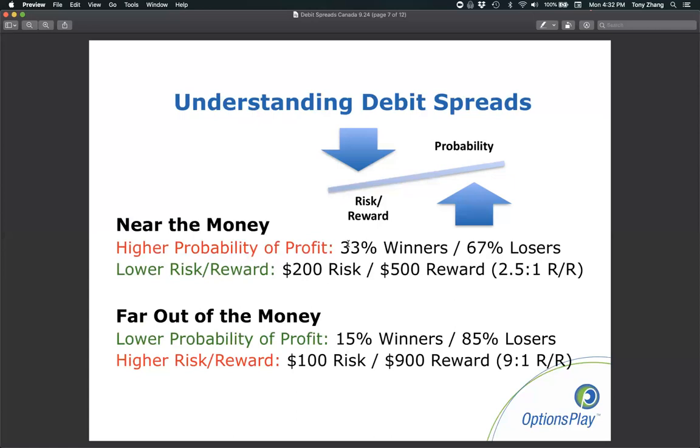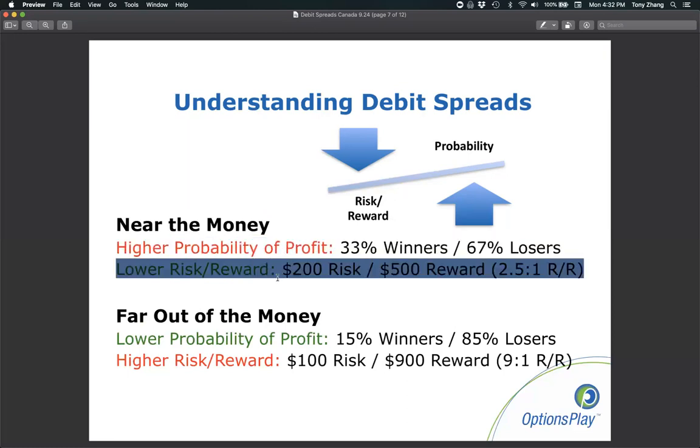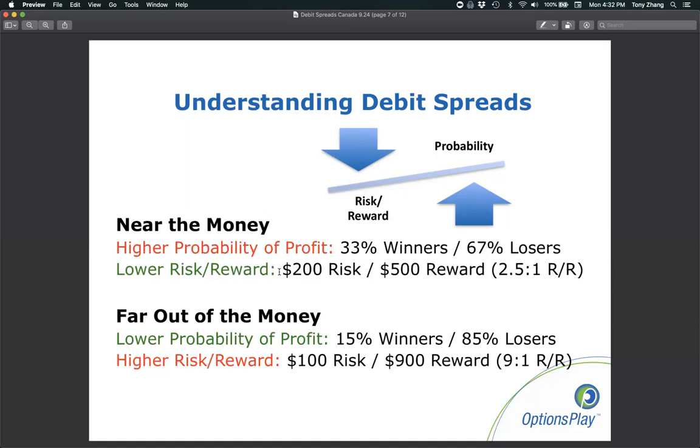So we generally find that when you're trading near the money options with debit spreads, or even if you're just buying an at the money call or an at the money put, not even talking about complex trades, you're generally going to find higher probability of profits versus a lower risk to reward. Meaning your risk to reward when you're buying an at the money trade will be something where you risk $200 to try to make $500.